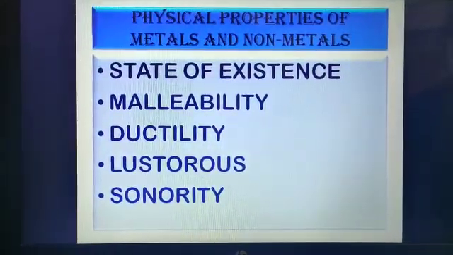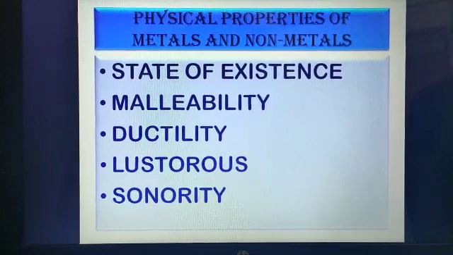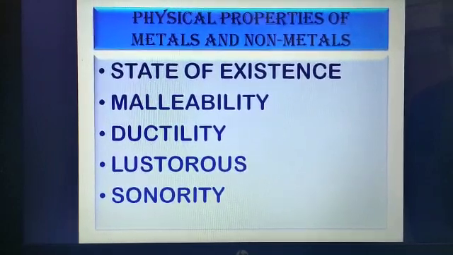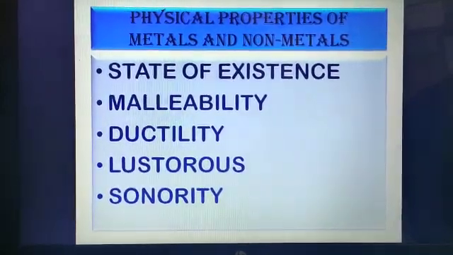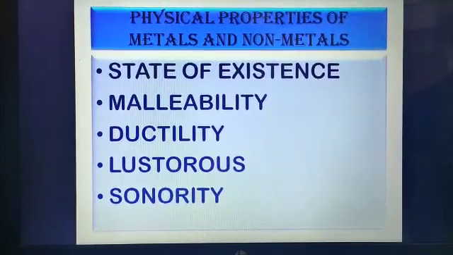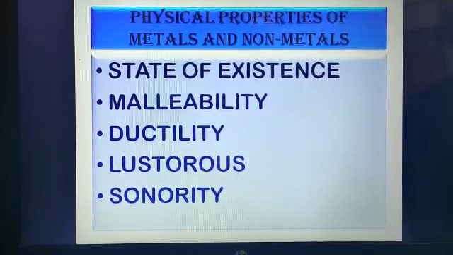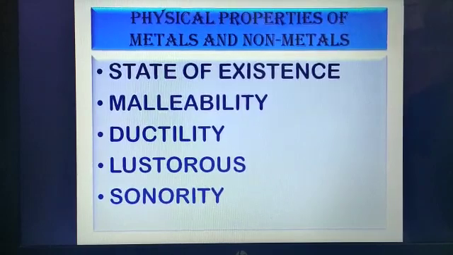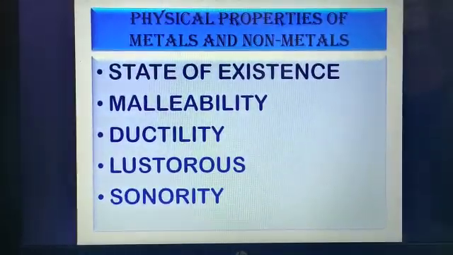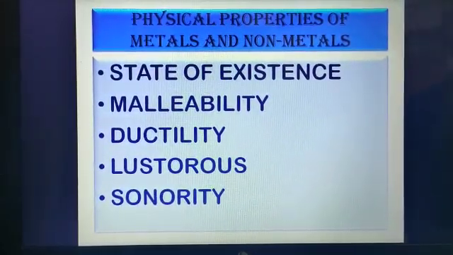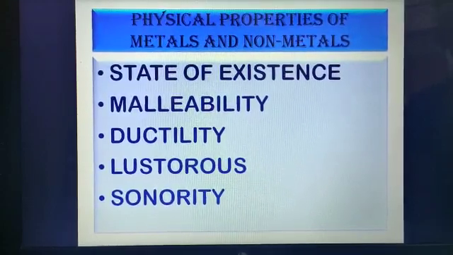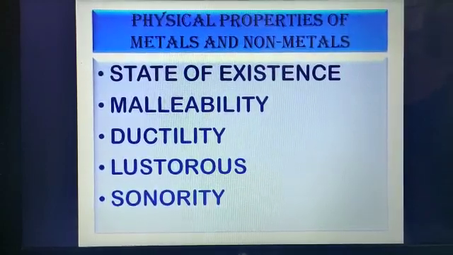If you have a sibling and you are completely opposite of each other, then you would be something like metals and nonmetals. These two classes therefore exhibit completely different properties. Let me list them for you. These are state of existence, malleability, ductility, lustrous, and sonority.